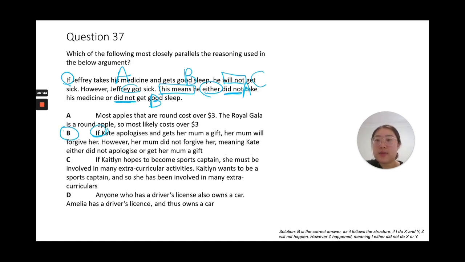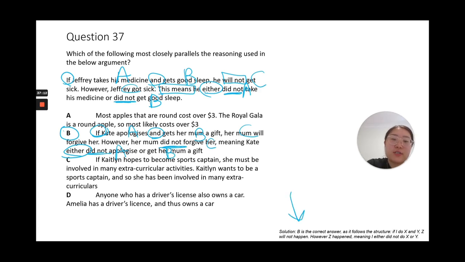If, see, it starts with if, okay? If Caitlin apologizes and gets her mom a gift, if Caitlin does A and B, her mom will forgive her, okay? C will happen. However, her mum did not forgive her, so the opposite. C did not happen, meaning Kate either did not do A or did not do B.